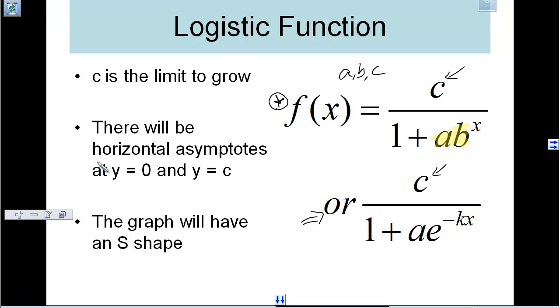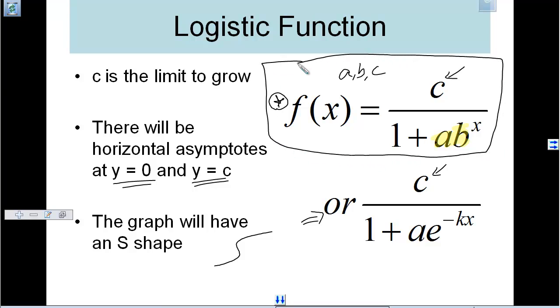The other things that you need to know are that we're going to have two horizontal asymptotes. One at y equals 0, that's our standard one for an exponential function, and one at y equals c, that limit to growth value that we'll be able to pull out of our equation. And like I showed you in the previous screen, your graph has this S shape to it, where it's kind of exponential, but then cuts off at that limit to growth. This would definitely be the function that you want to get in your notes, because this is the one we're going to focus on. So if you haven't already gotten that in your notes, go ahead and do that.